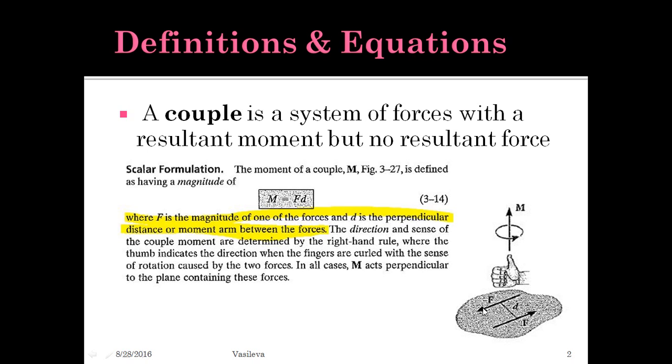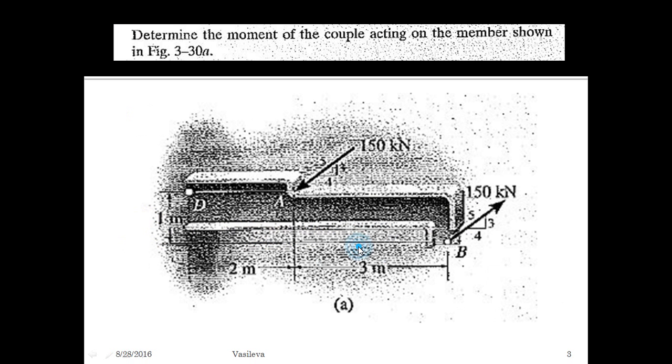Also, let's say we have two forces, like this is a couple. We have a force going this way and another one going this way, and they both have the same magnitude. This is the perpendicular distance between the two forces. And to find the direction of the moment, all you have to do is curl your fingers in the direction of the forces, and your thumb would point in the direction of the moment. And this is the cause of rotation by the two forces.